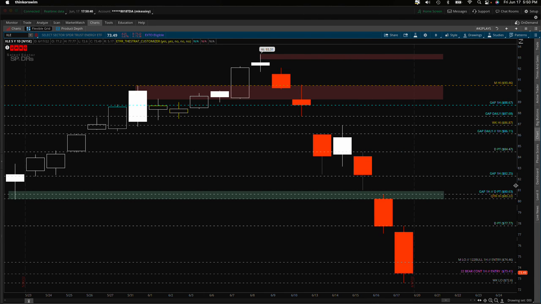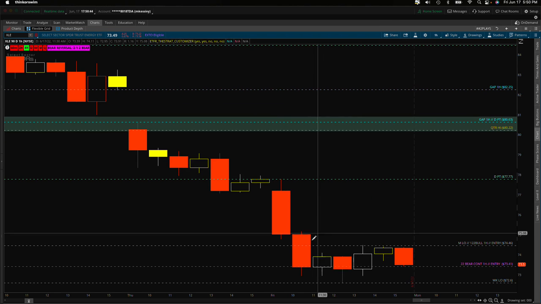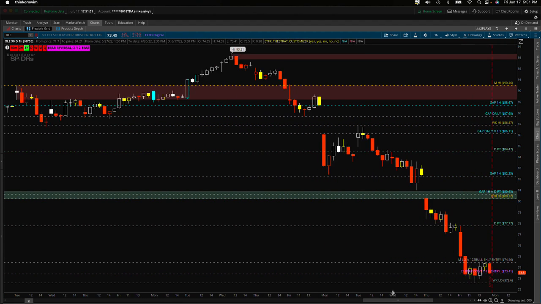All right, so now when we go back down to the hourly chart, the 1 hour chart, we've been in this zone between 74 and 72 for a couple of hours. So we could prepare for a big move to the upside or downside. We'll see what happens on Tuesday.